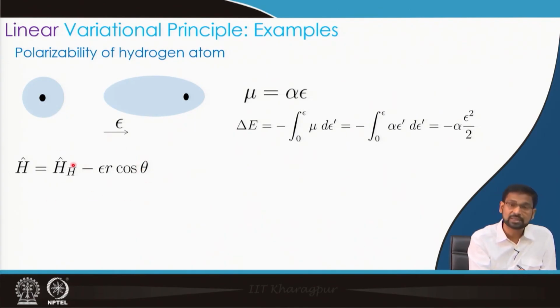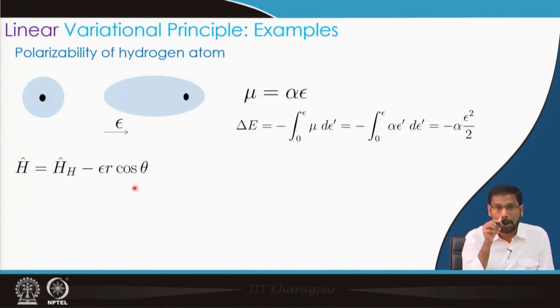I have solved the problem of the hydrogen atom, but I do not know the solution of this. So, this is my new, more complex Hamiltonian, whose solution I am interested in getting by using the variational principle. Okay. So, now I have defined my Hamiltonian.